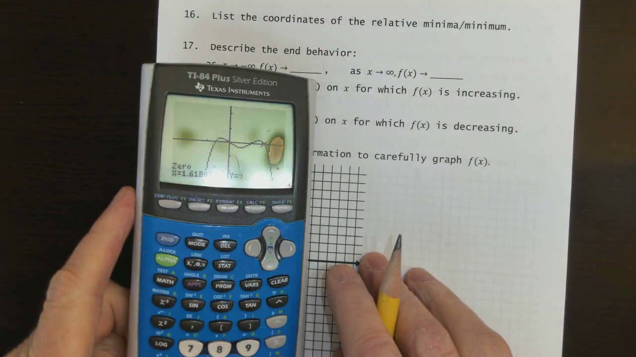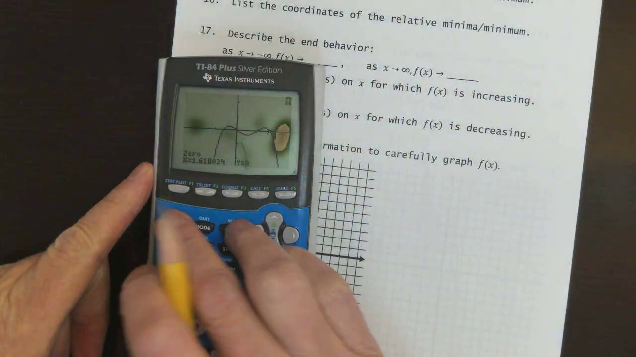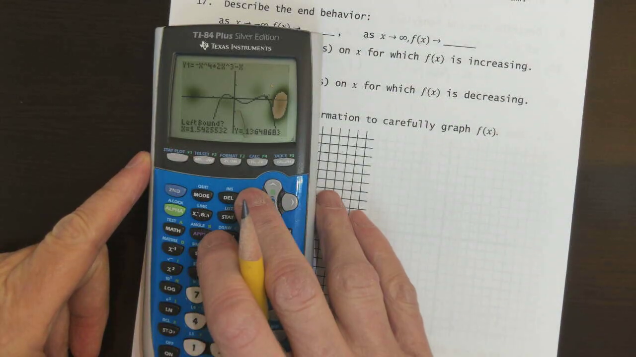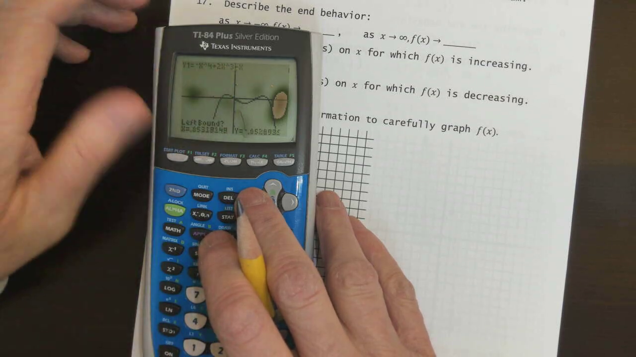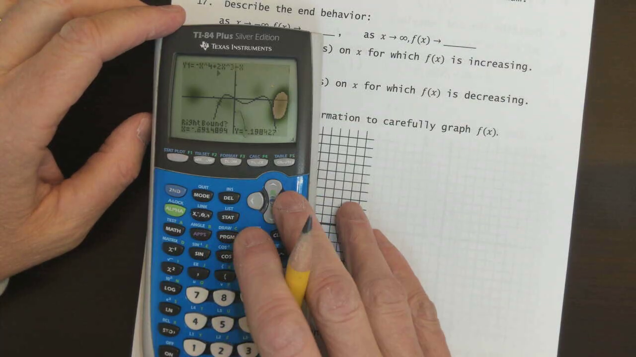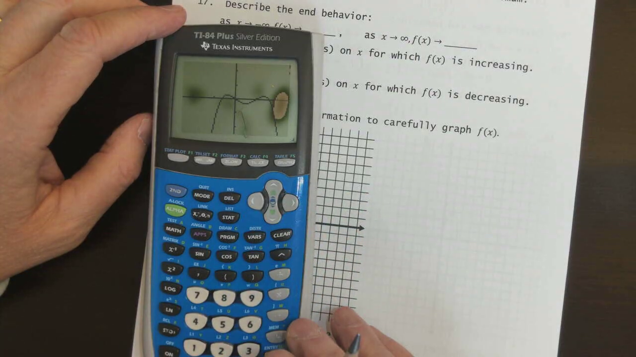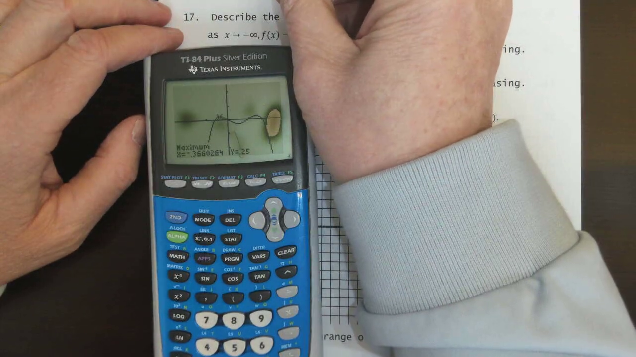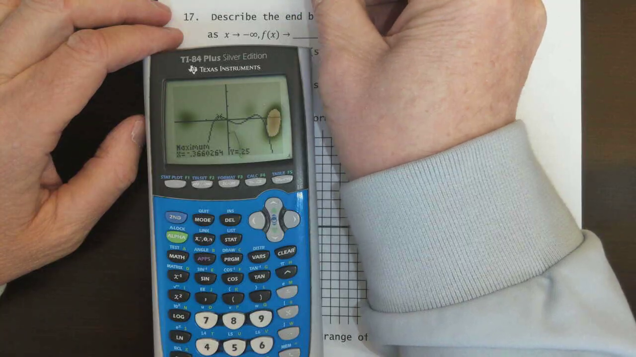All right. I want the coordinates of this maximum here and this maximum here. So second calc, I can do one at a time. Maximum. I'm going to fall back here. I want to get to the left side of that peak. So I'll hit enter, and I'll get to the right side of that peak. Enter, enter. Negative 0.37 and 0.25.